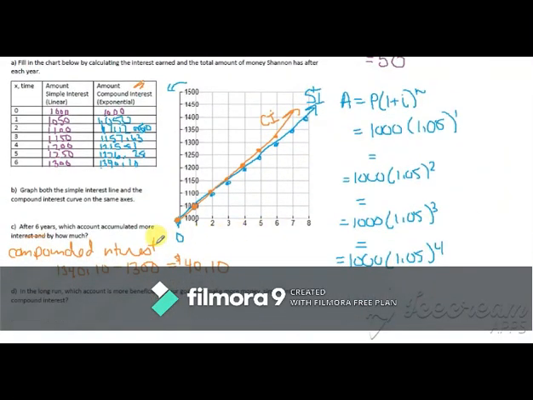Me personally, I'm going to take the $40.10. Okay, in the long run, which account is more beneficial if your goal is to make more money? Simple interest or compound interest? Well, definitely compound interest, because this interest and this amount will continue to grow faster than the simple interest.